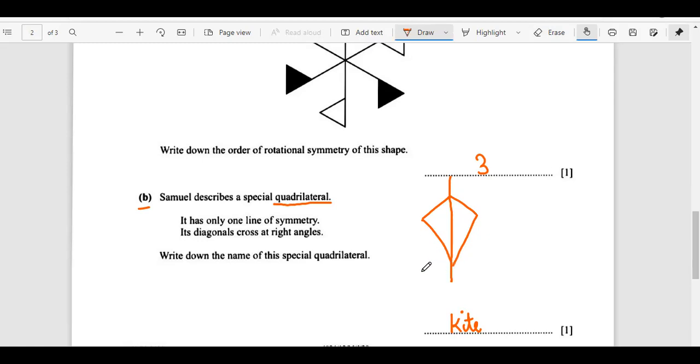And if you make diagonals, they cross at right angles, so the diagonals are going to be perpendicular to each other. So yes, this is correct. It is going to be a kite. Always remember, a kite is a quadrilateral that has one line of symmetry and the diagonals cross at right angles.